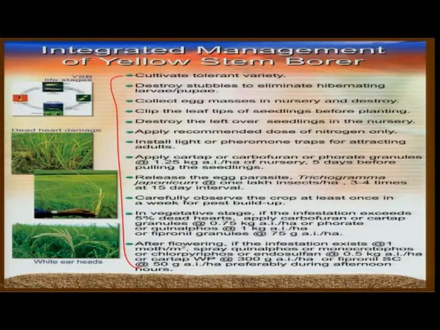been summed up here, starting from growing of a tolerant variety, destruction of stubbles which prevents the carryover of the population, release of egg parasitoids, and then erection of light and pheromone traps for monitoring as well as for destruction, mass trapping also, and then application of granular insecticides or sprayable formulations as and when required.